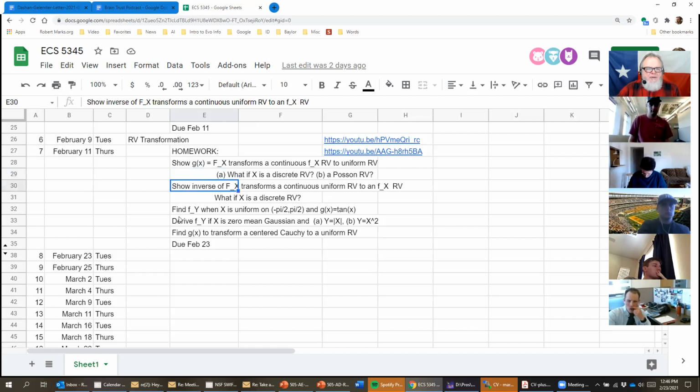Now, show that the inverse of f of x transforms a continuous random variable into f of x. I would probably ask you to approach that using the same technique that we did in the previous problem. And then also what happens if it's a discrete random variable. Okay, did anybody get this f sub y?